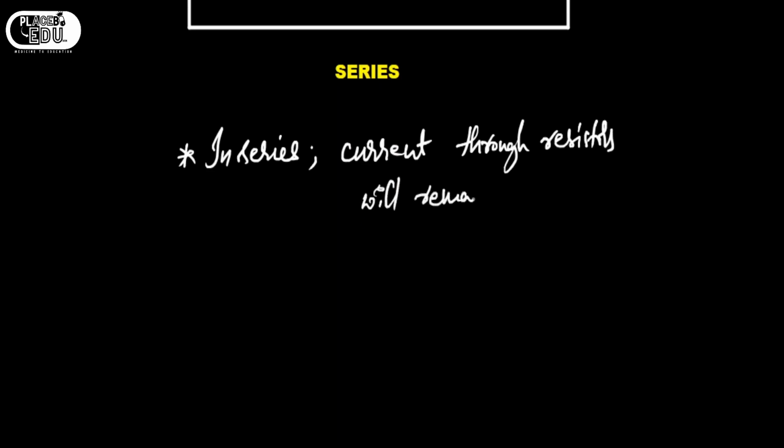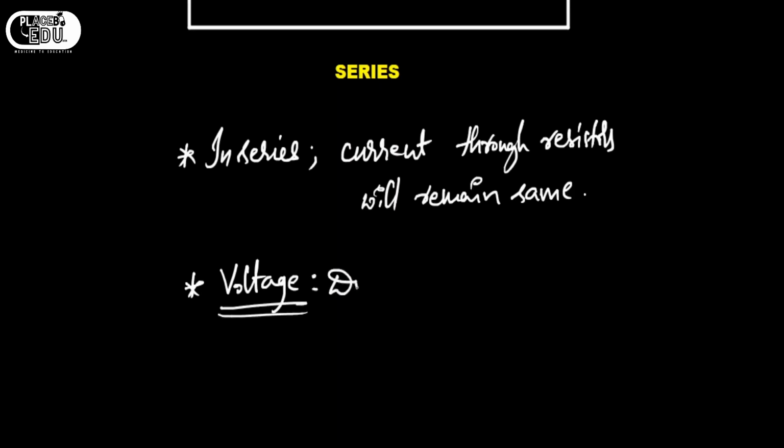This is a very important line. In series, current through resistors will remain the same. Very important. And the voltage will be divided according to some constant. Okay, the voltage is being divided. How can we know in what ratio the voltage is divided?